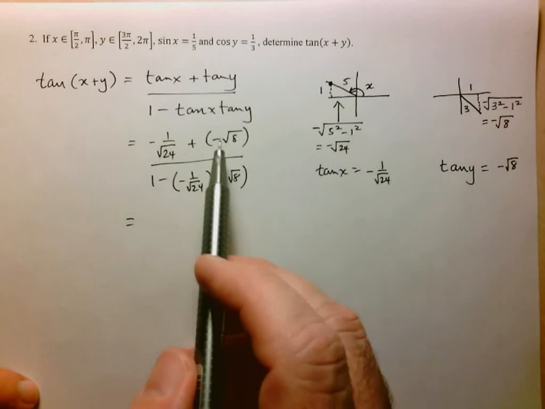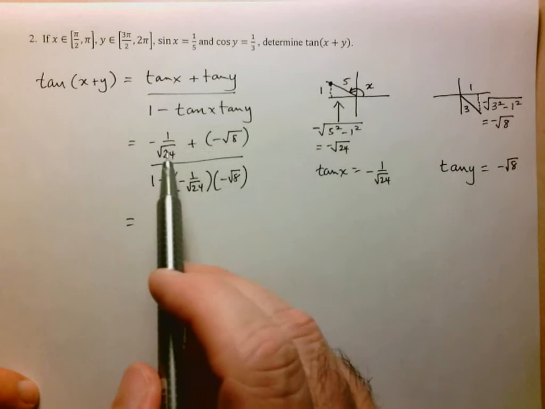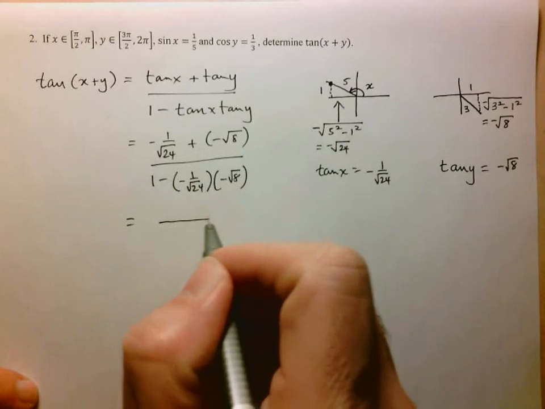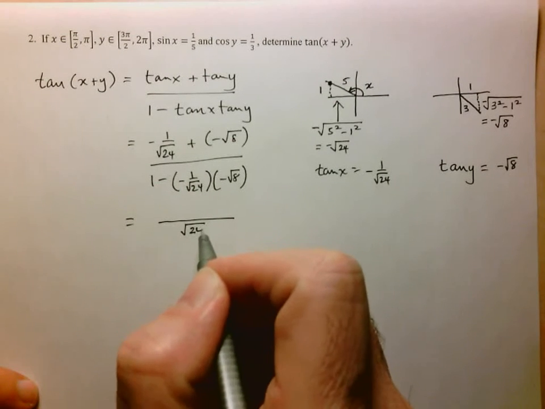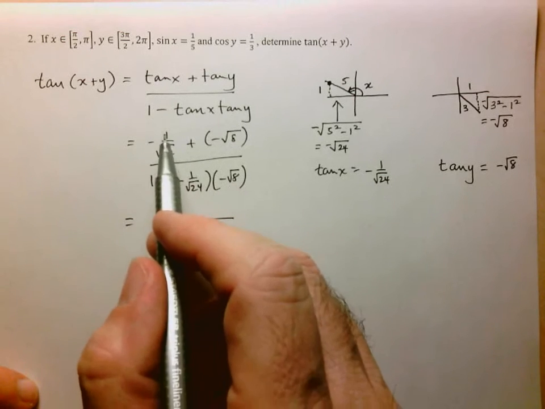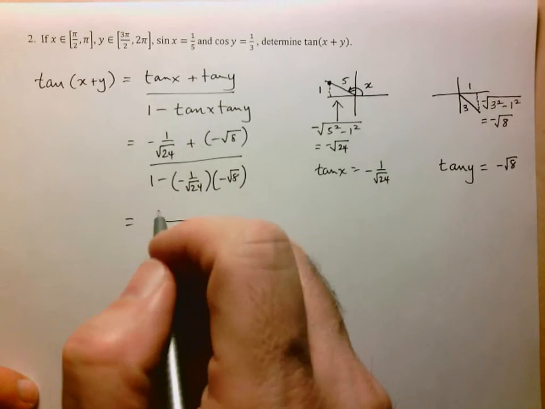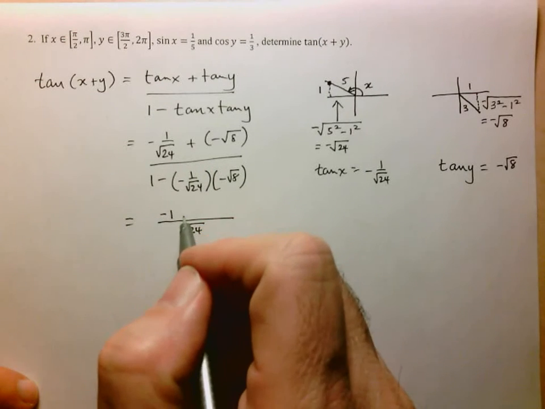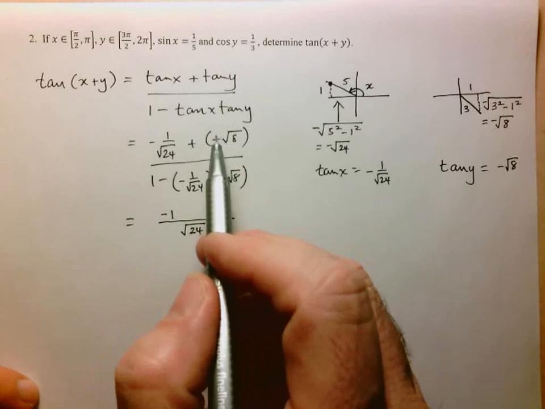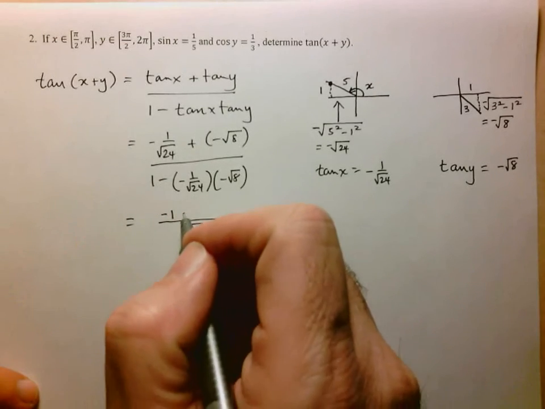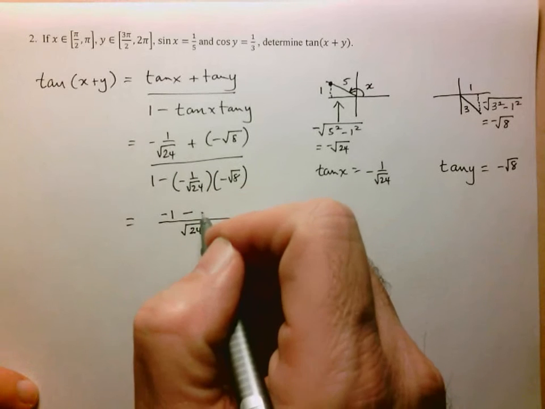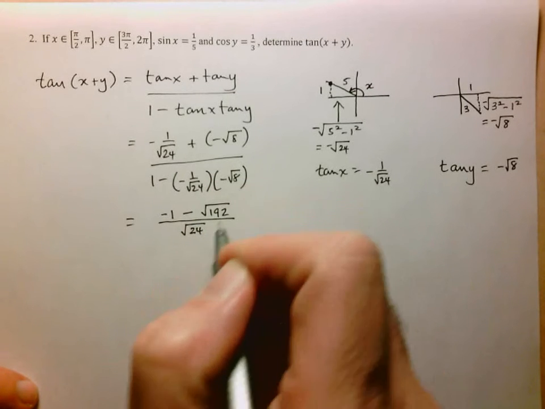In the numerator I'm going to need to add, or in this case subtract, these two expressions using a common denominator of root 24. This is what I have in my denominator for the numerator. I already have root 24 in the denominator of the first, so I've just got minus 1. Here I'm going to need to multiply root 8 times root 24. So that's minus, and 8 times 24, if you calculate that, is just 192. So this is going to be the square root of 192.